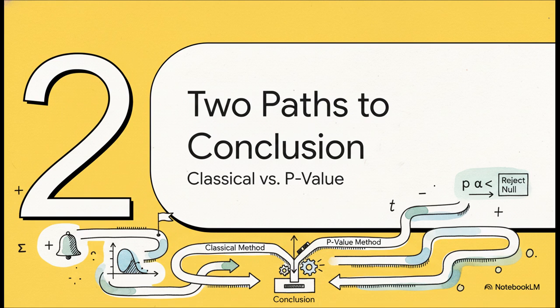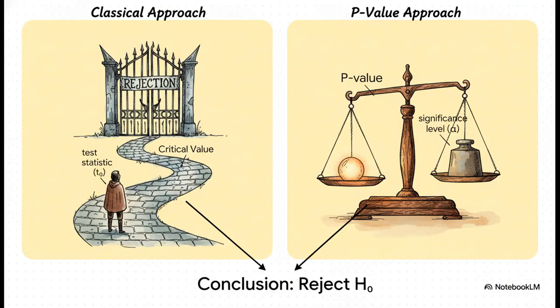Once you have that number, there are 2 main paths you can take to make your final decision. This slide lays out the 2 paths perfectly. Think of the classical approach like this. You draw a line in the sand, called a rejection region, and if your test statistic crosses that line, you reject the claim. The p-value approach is a little different. It calculates the probability of getting a result as extreme as yours. Even though they work differently, here's the key. Both paths are designed to lead you to the exact same conclusion.